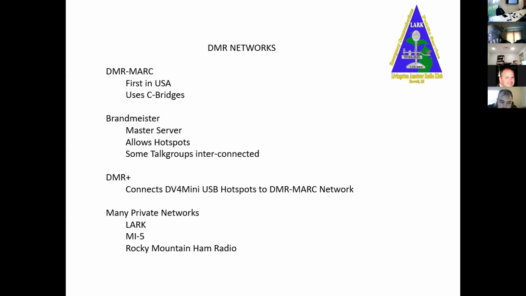No. If I'm listening to some random repeater anyway, do I also hear whatever's going on in any talk group? It depends on how their repeaters are configured.